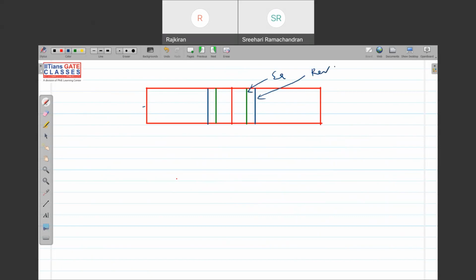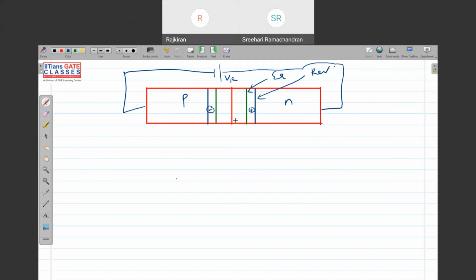If I apply a reverse bias, the depletion region will increase. Clear? Since the depletion region increases, the depletion charge will also increase. The change in charge in the depletion region for the change in reverse bias potential is giving you a capacitance that is called depletion capacitance. So what is depletion capacitance?